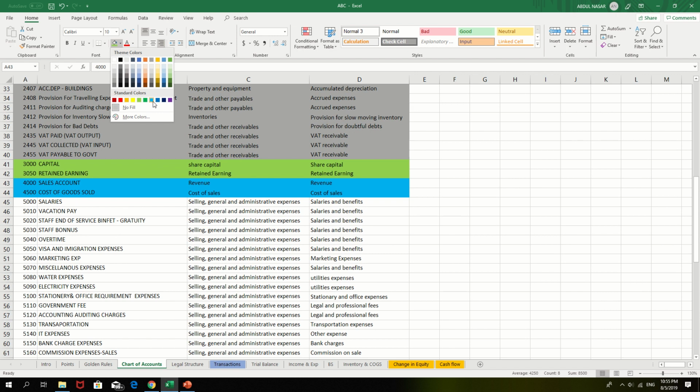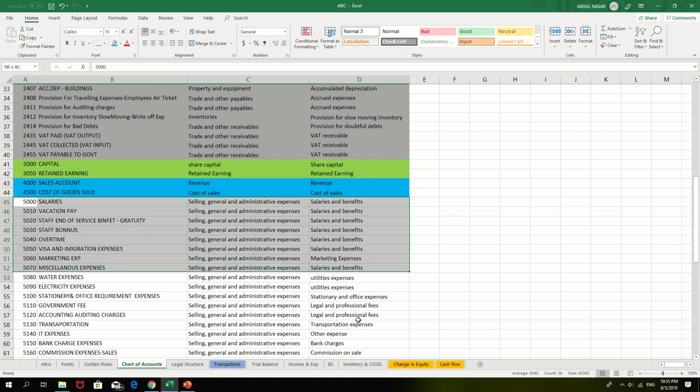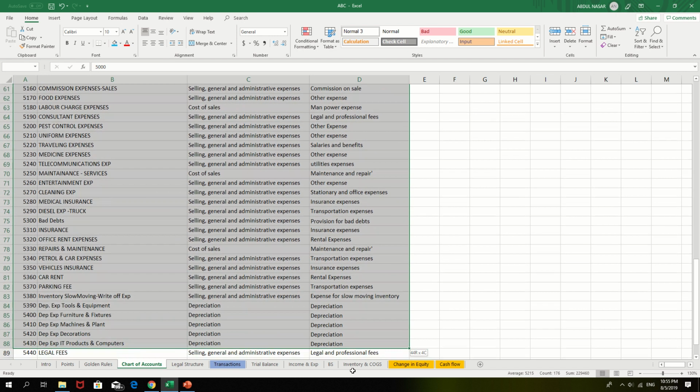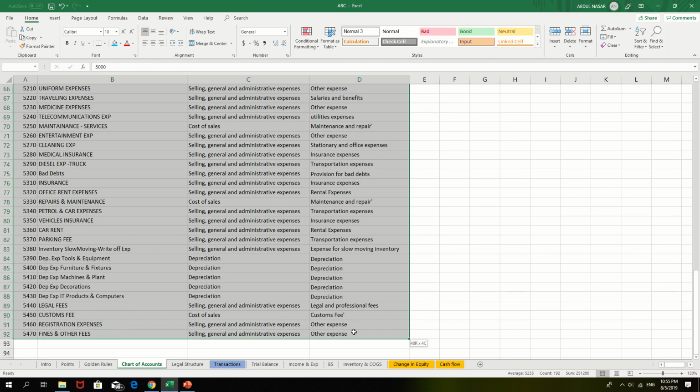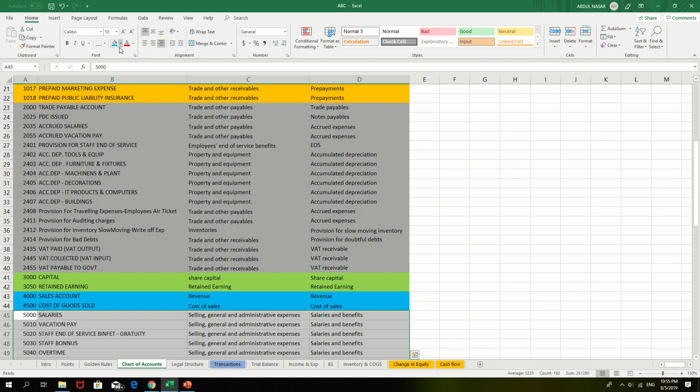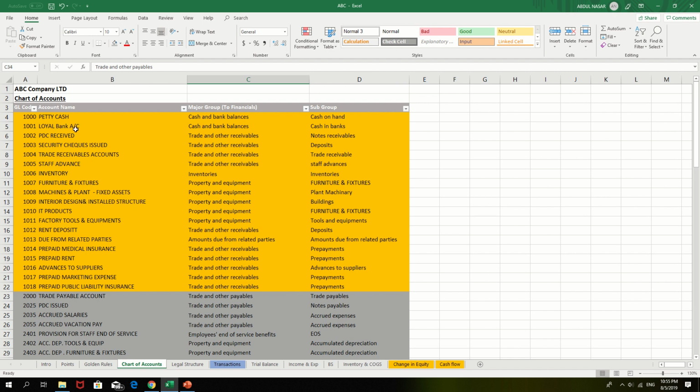So these are all revenue accounts. So you already know this. And the remaining last ones are expenses. So here I have categorized those. These are GL codes, general ledger codes, and account names, and these are major groups. These are subgroups. For example, you can see petty cash, where it goes to the major group. It's cash and bank balances, and the subgroup is cash on hand. Subgroup here for the bank is cash in banks.